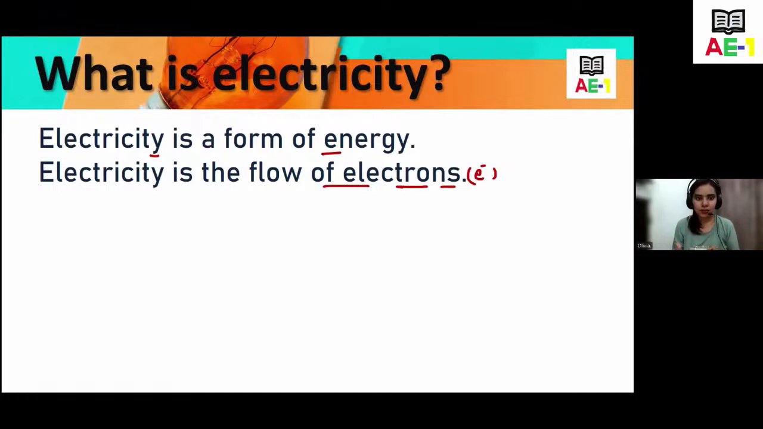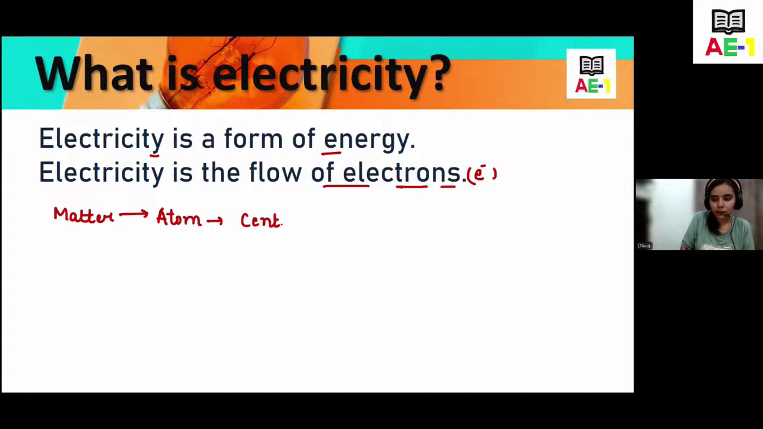Now, how a flow of electrons creates a current or electricity, I'm going to explain to you. So dear, we know that every matter is made up of very tiny particles. That's your atom. If you look at the structure of matter, they are all composed of tiny things, atoms. An atom, if you look at its structure, contains a center, which is the nucleus, and shells around it. We also call them clouds.